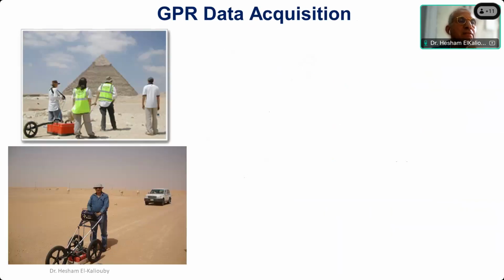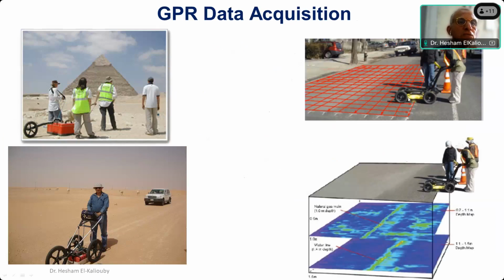Acquisition can be done in different environments. Here is myself doing a GPR survey in an area for detection of cavities, and this is from my home country, Egypt. Also, you can do a grid of GPR survey going in different directions for more details, and you can see different depth slices or time slices with more details about the subsurface.